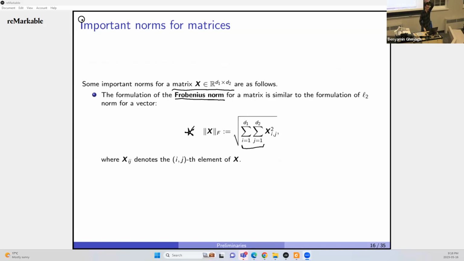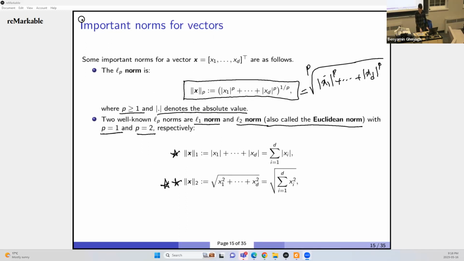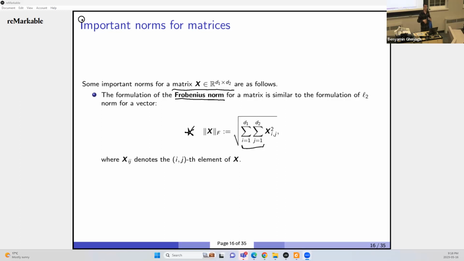Someone in the previous course asked me, so I understand, for example, the L2 norm. What is the Frobenius norm geometrically? It means that you consider a D1 by D2 Euclidean space. You need to imagine it, you can't visualize it. Every point in that space is a matrix. The length of the vector connecting the origin of that space to that point is the Frobenius norm.